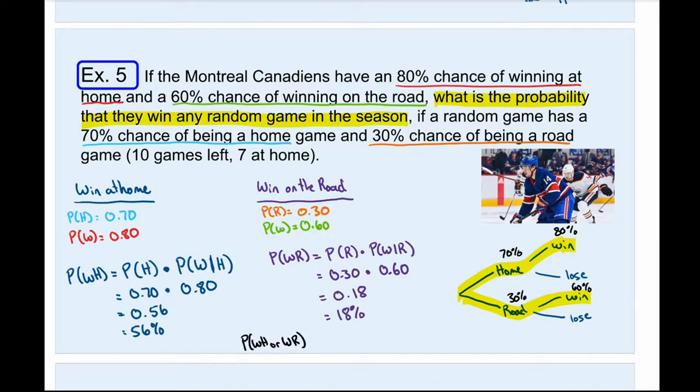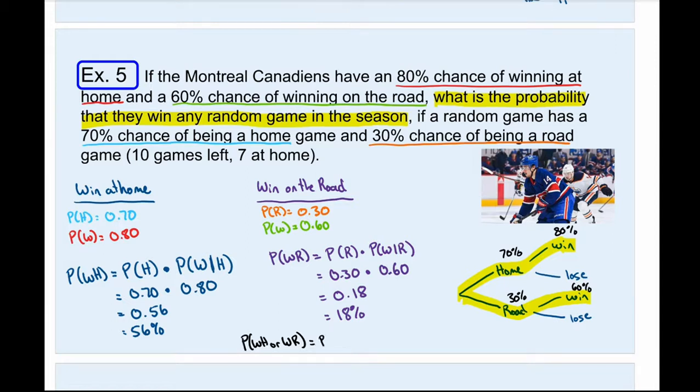Either or works. This goes back now to mutually exclusive and non-mutually exclusive. Are these two events different, or are they separate in that sense? In this case, they are. I can't win at home and win on the road. Those two events are separate.